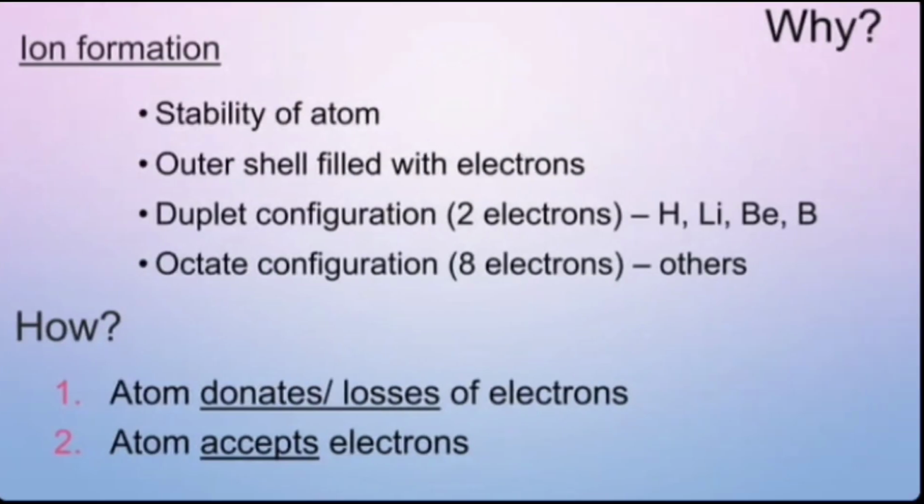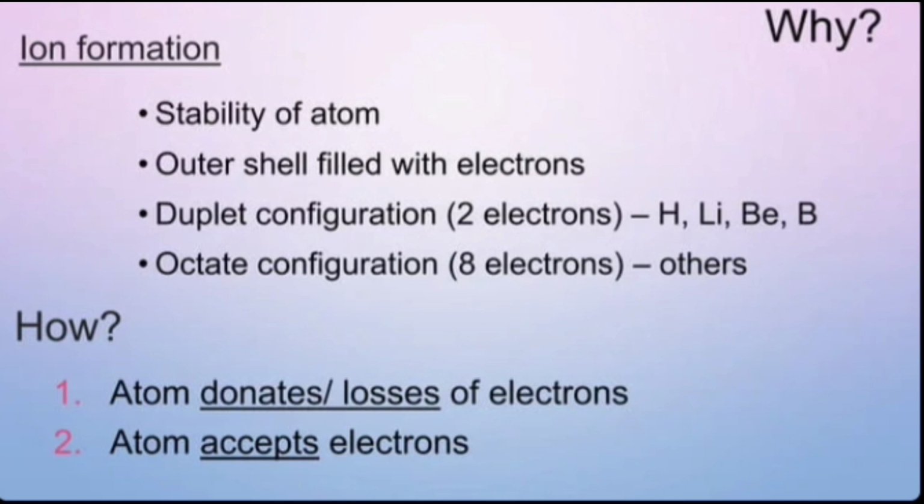Proceeding to the next slide, that is ion formation. Why does ion formation occur? Because of the stability of atoms, to get the atom stabilized. Every atom tends to complete its octet, and if there is an extra electron outside the octet, it tries to remove it to get stabilized, because half-filled orbitals or completely filled orbitals are the most stable. So ion formation occurs to attain stability of the atom.